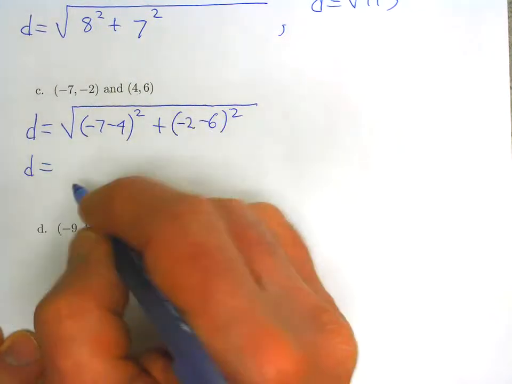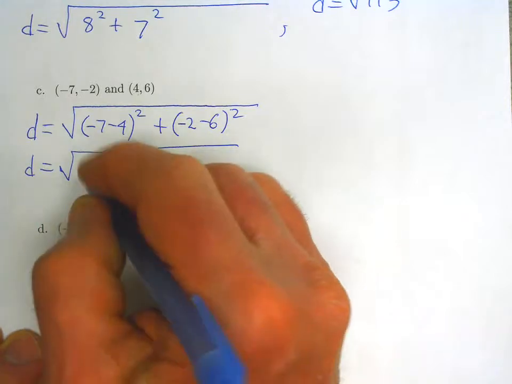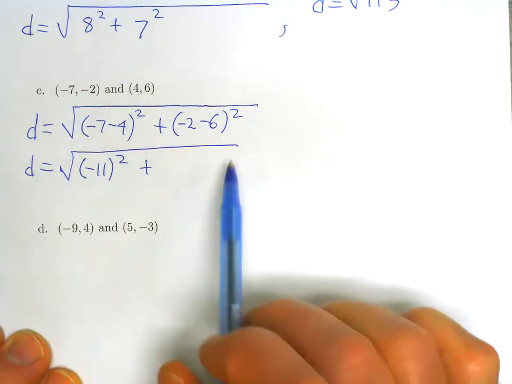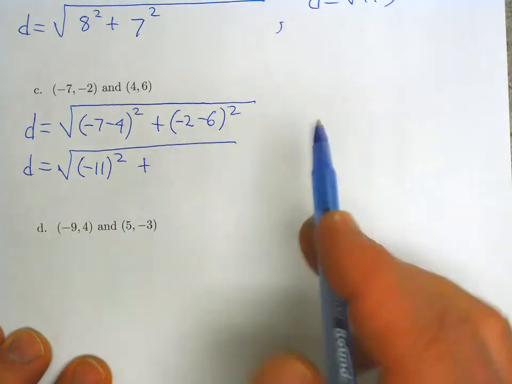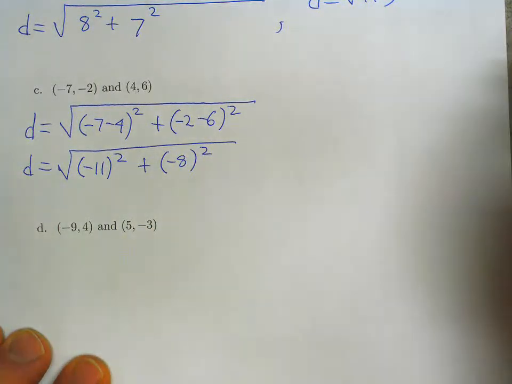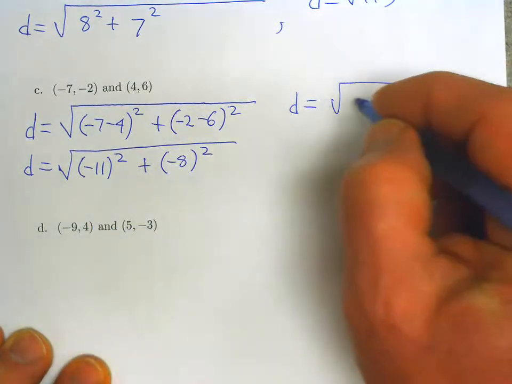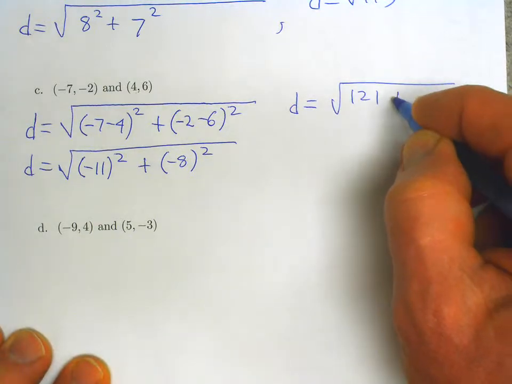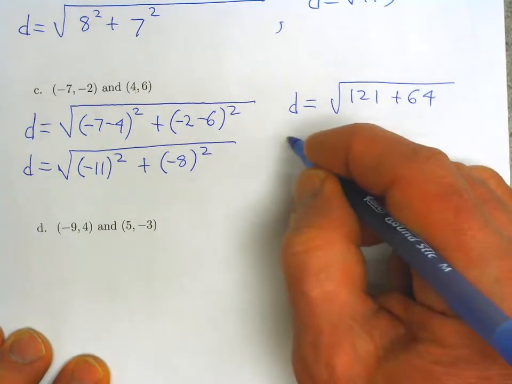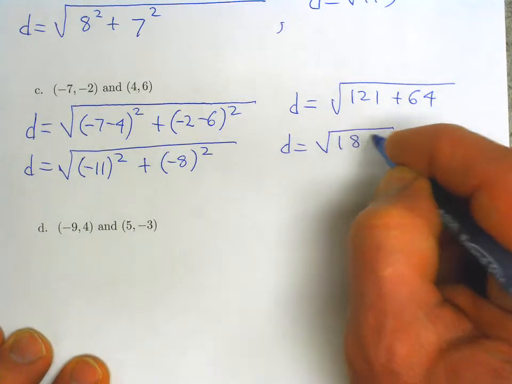Then the arithmetic. So here, negative 7 minus 4 is negative 11. So I get negative 11 squared. And in the other set of parentheses, negative 2 minus 6 is negative 8. So I have negative 8 squared. When we square negative 11, we get positive 121. And when we square negative 8, we get positive 64. So we get the distance equals the positive square root of 185.